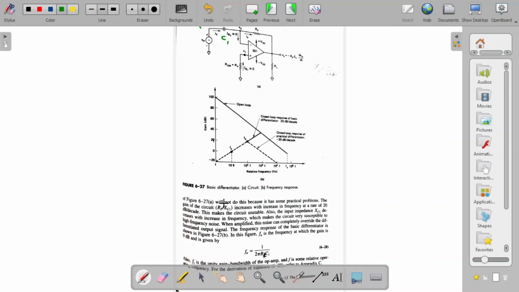So that is, I can write the gain as RF divided by XC1. Now you can see that when you write RF divided by XC1, and you know that this XC1 is the impedance of the capacitor, and the impedance of the capacitor is 1 by omega C, right? And omega is actually equal to 2 pi f.